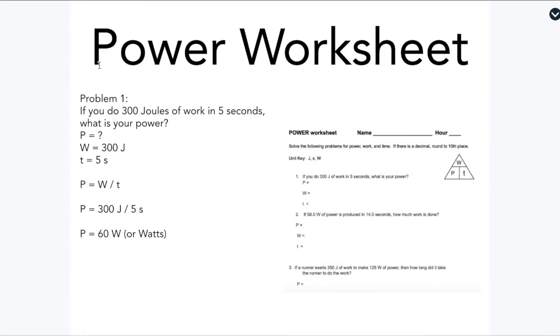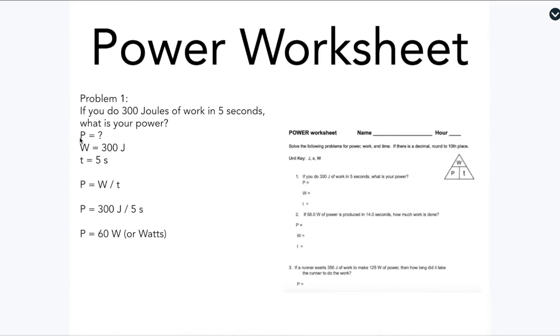So problem number 1 on your worksheet is, if you do 300 joules of work in 5 seconds, what is your power? All right, well, it's asking you right off the top here to identify power, so that's our unknown. The work is 300 joules. We know that, it says right there in the problem, 300 joules of work. We also know joules is the unit for work, so work equals 300 joules. And 5 seconds is a time, so time equals 5 seconds.